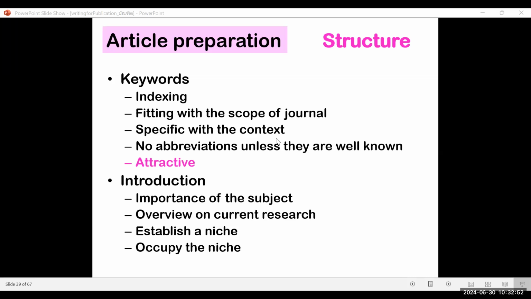It might be the first sign that your work might not perfectly fit with the scope of the journal, right? Your keywords are supposed to fit with the scope of the journal. Specify the context, what you are going to tell. And again, better not to use abbreviations. And your keywords, like titles, must be attractive.